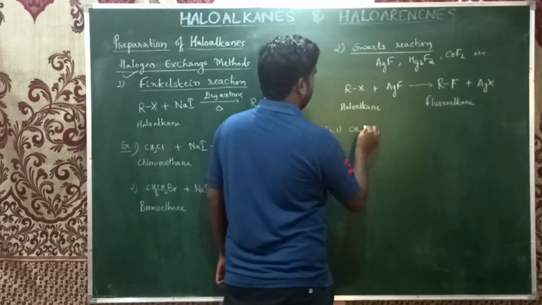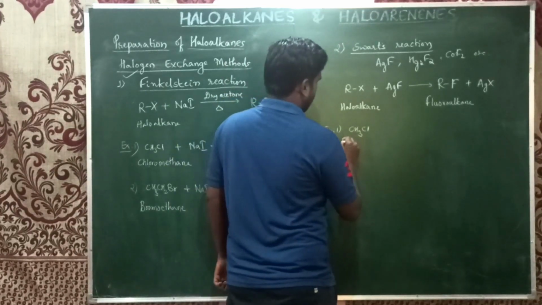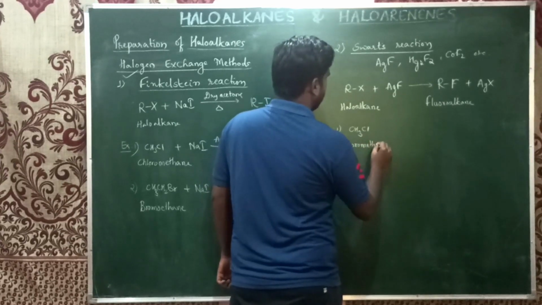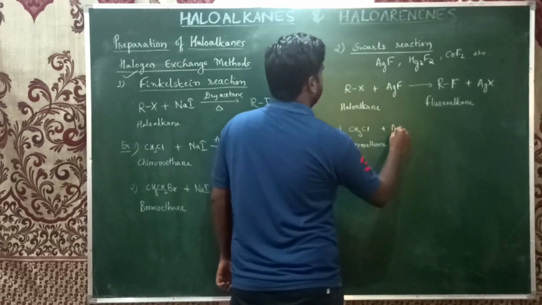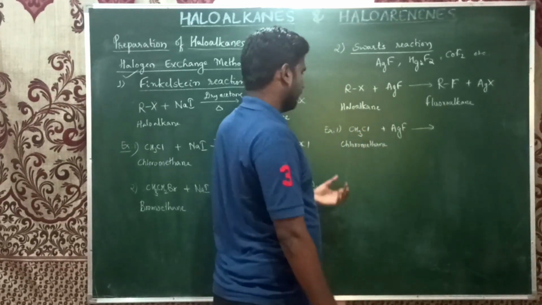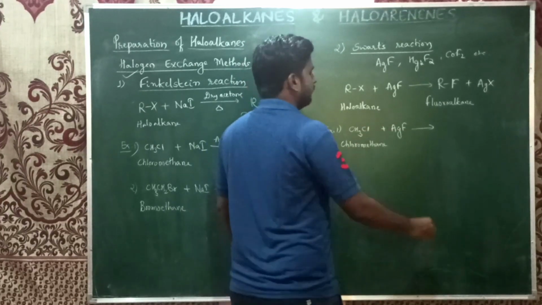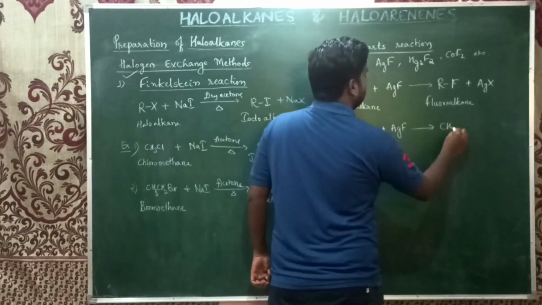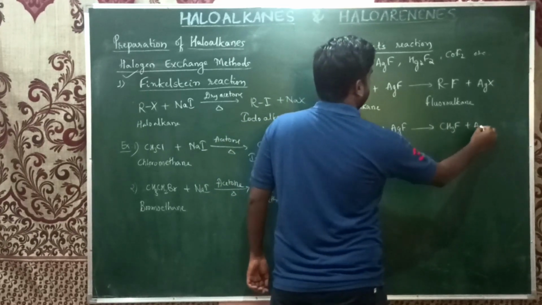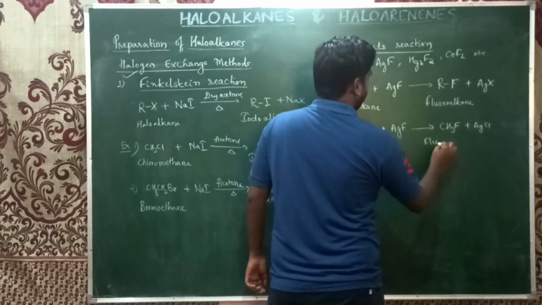Okay, if you see examples, the same methyl chloride, if you take, that is chloromethane, when it is treated with silver fluoride, there is an exchange of ions. Fluoride will replace the chloride. So here we are going to get CH3F, fluoromethane or methyl fluoride, with the elimination of AgCl, silver chloride. That is fluoromethane.